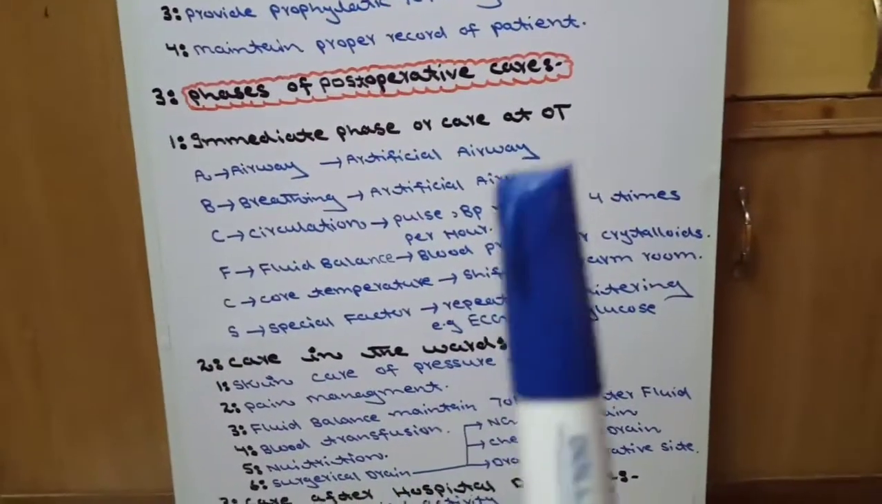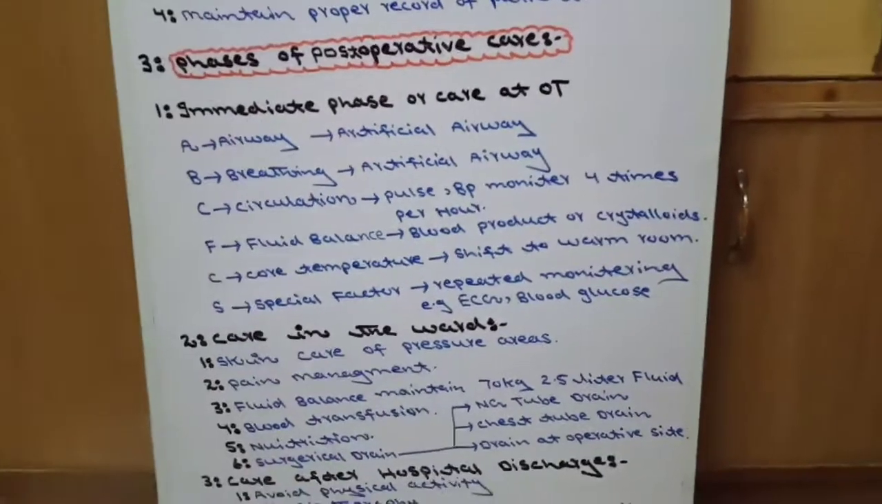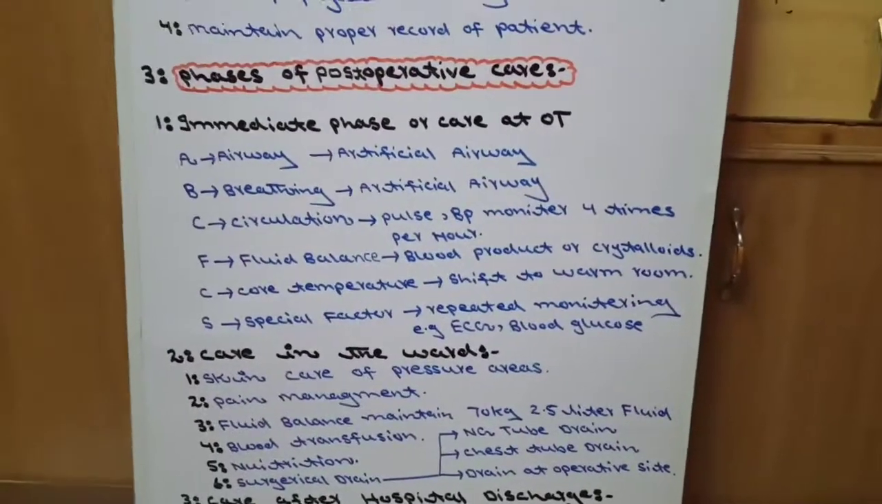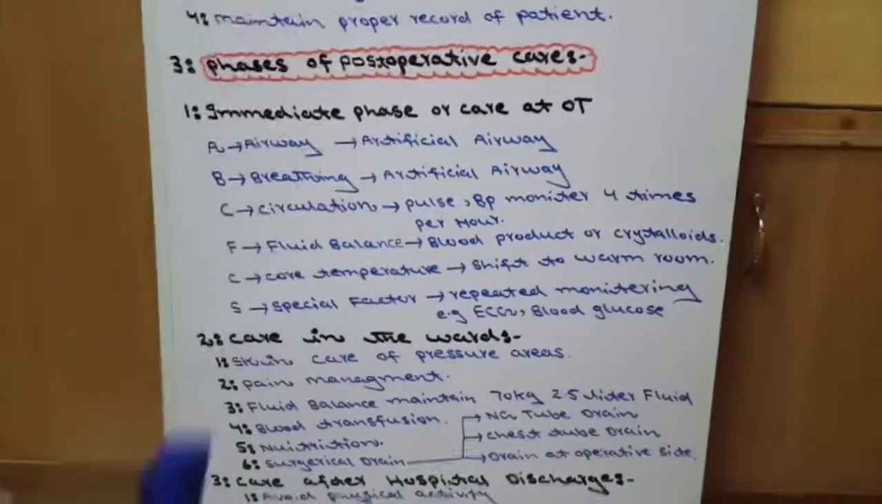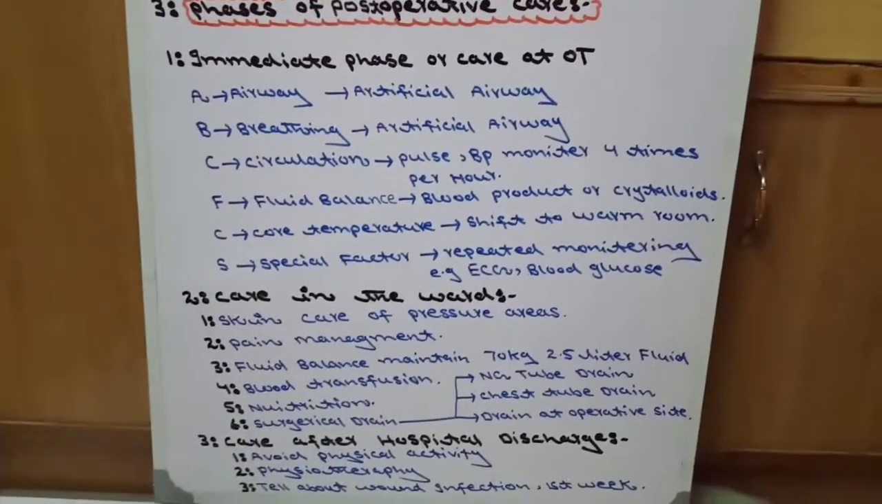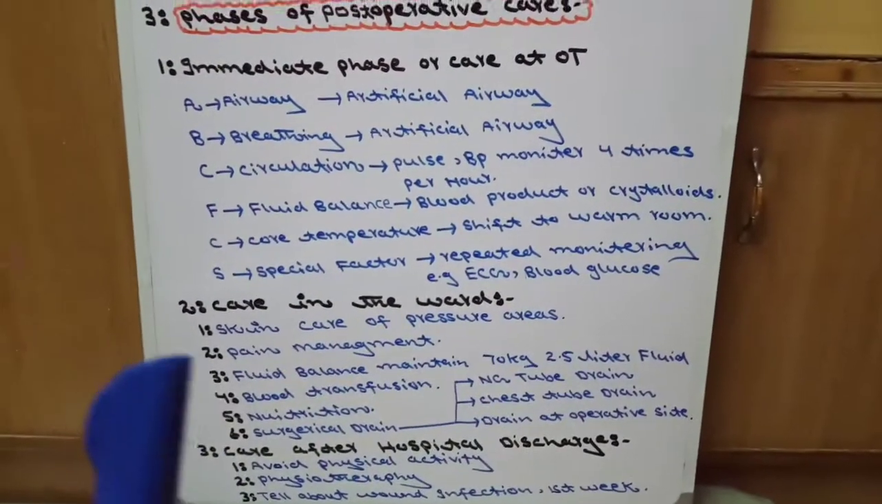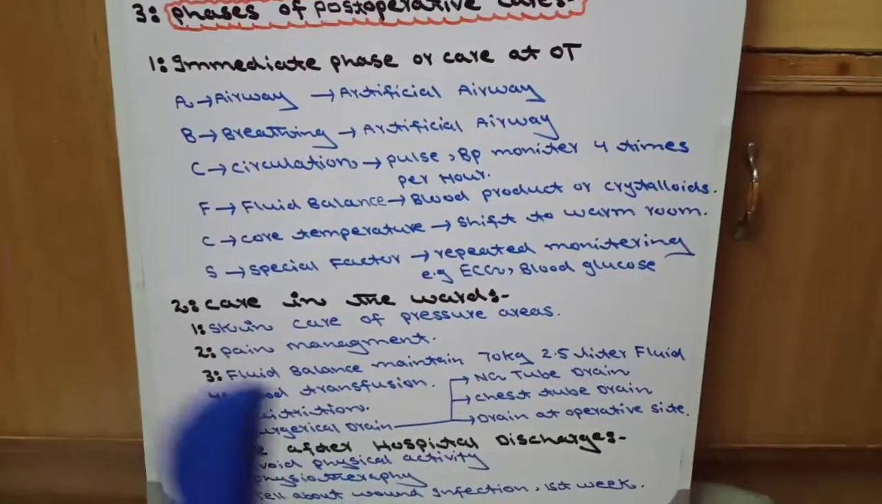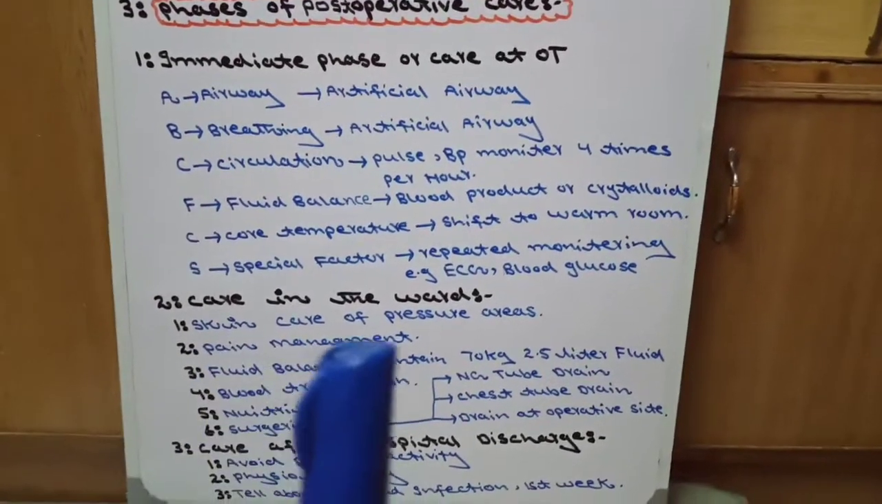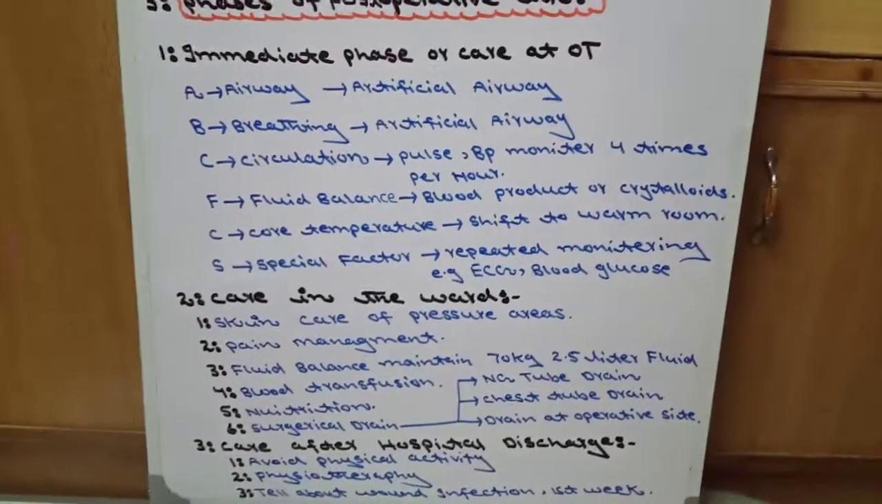When the patient is shifted from the OT to the ward, the second phase of postoperative care starts. Care in the ward includes 6 factors. Number 1, skin care of pressure areas.